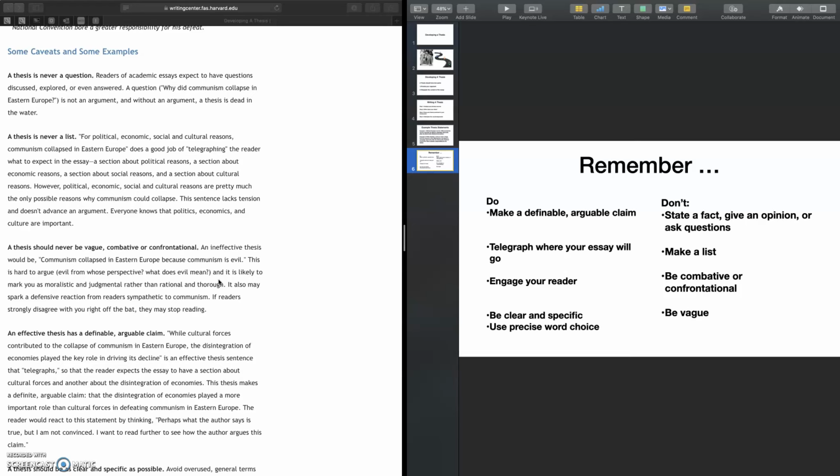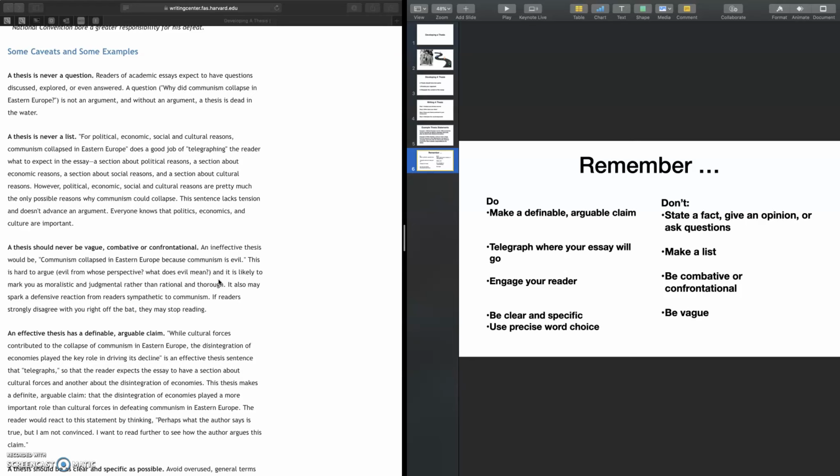Number 3, a thesis should never be vague, combative, or confrontational. If you are alienating your audience right from the thesis, they may stop reading. This also can come close to or cross the line of giving opinions. Number 4, an effective thesis has a definable, arguable claim. Make sure you have an argument, that you telegraph what the essay will cover, and that you create a clear understanding of what it is you are trying to prove.